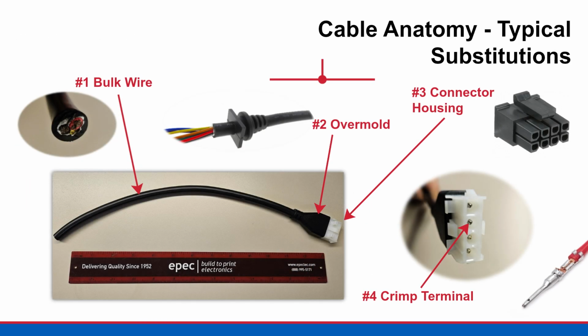So in terms of substitutions, bulk wire, connector housings, and crimp terminals are the most common, and on occasion, we can recommend a substitution for the overmold. But typically, we're just going to recommend our standard thermoplastic material.